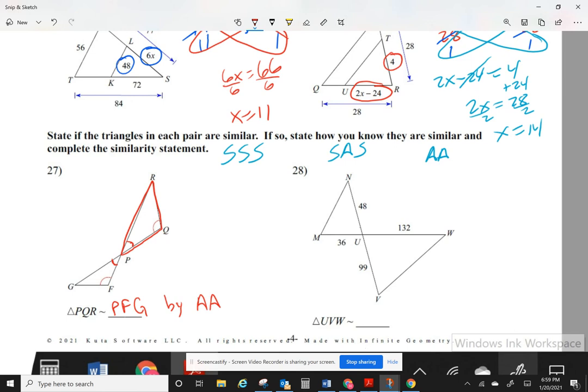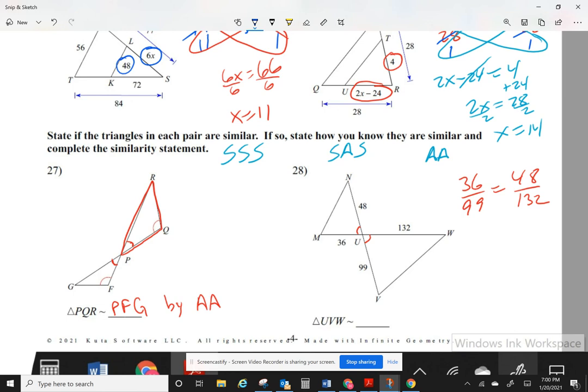Now for number 28, I can tell this angle is equal to this angle. So I can try to use side angle side. Let me see if the sides are proportional. So from one triangle, I'm going to use the numbers 36 and 48. On the other triangle, I'm going to use 99 and 132. Simplify if you want. The way you can check if they're proportional, simplify the fractions. They must simplify to the same thing. 36 over 99. Let's see. Let's divide each by 9. That gives me 4 and 11.